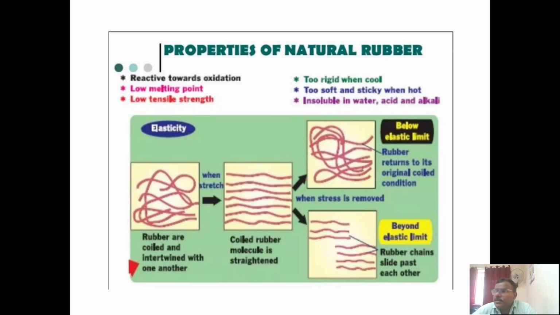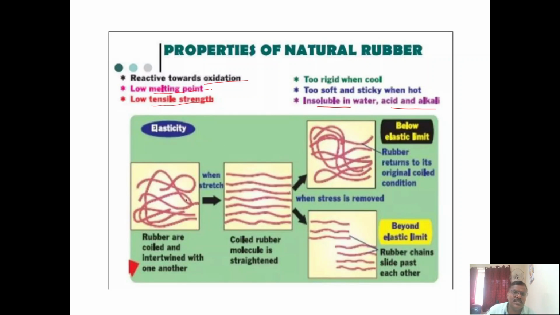Properties of natural rubber. It is reactive towards oxidation. It has a low melting point and low tensile strength. Too rigid when cool, too soft and sticky when hot. Insoluble in water, acid and alkali.